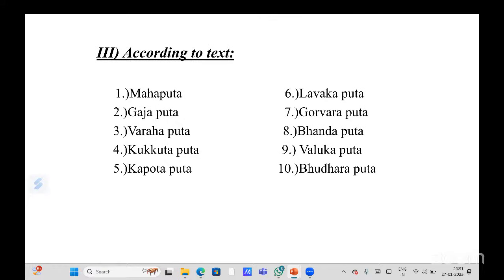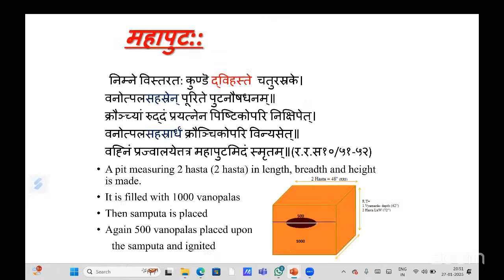So here, if you get such questions like define Puta, or describe Mahaputa, if you know the reference shloka, you have to write the reference shloka. Then you have to write how you are going to construct a puta, means the size of a pit. Then you have to write the distribution of vanophalas: how many vanophalas above the samputa, and how many below the samputa. Vanophalas are cow dung cakes.